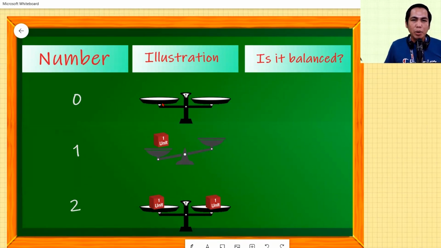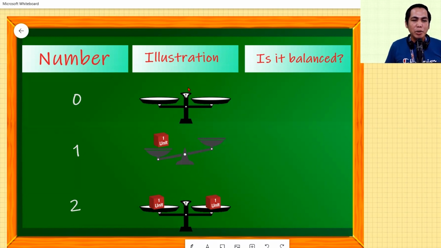If the two objects are of the same weight, definitely the two pans are balanced. But of course, if the weights of the two objects placed on these two pans are not the same, definitely the two pans are not balanced. The pan will be tilted towards the object with the higher weight. So let us use this illustration or this model to test whether our number can also form a balance or not.